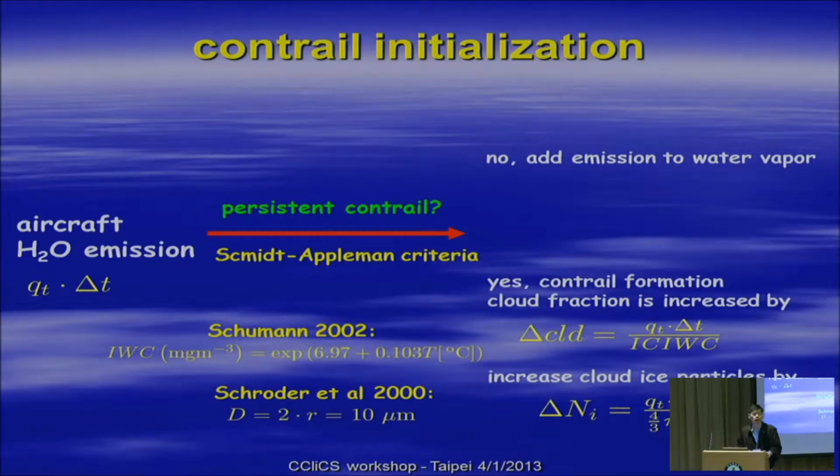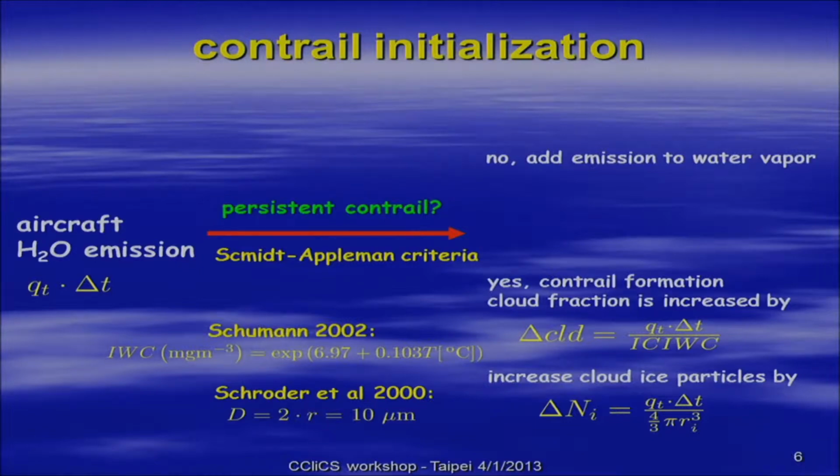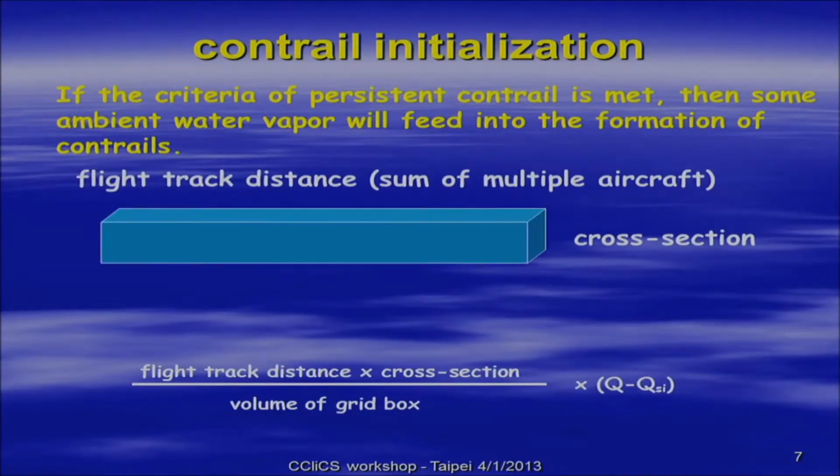And then you have to also up the number concentration of ice particles. We assume, probably not a bad assumption, that all the ice particles are spherical. Based on an observational study in the year 2000 by Schroeder et al., for young contrails of 30 minutes, the particle size is about 10 microns in diameter. That's what we assume. But a major contribution for the ice mass in contrails is actually from the ambient air.